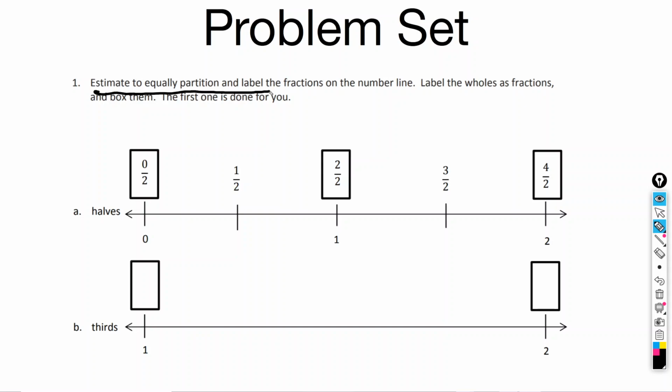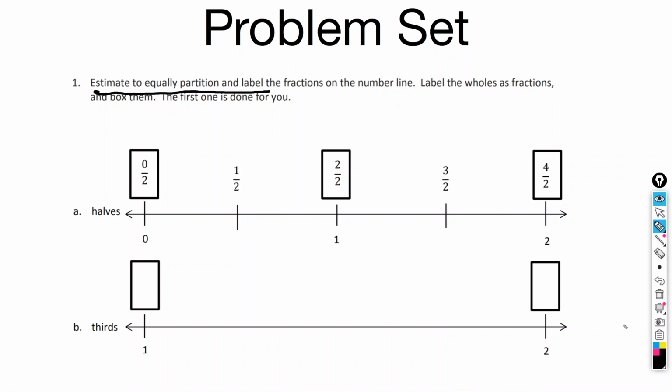The first one is done for you. So they put a box around the fractions that represent a whole. So this is 0 wholes, 1 whole, and 2 wholes. They also labeled the fractions in between, but they did not put a box around them because they're not a whole number. So it counts up 0, 1, 2, 3, 4. And each of them is over 2, which is halves. And that's what they wanted you to do, was halves. So that's the example. Now it wants us to do thirds.